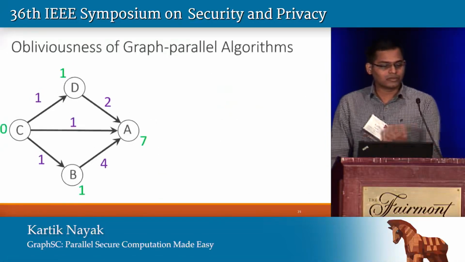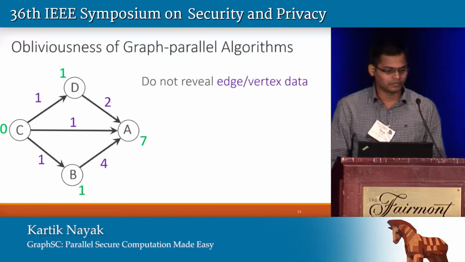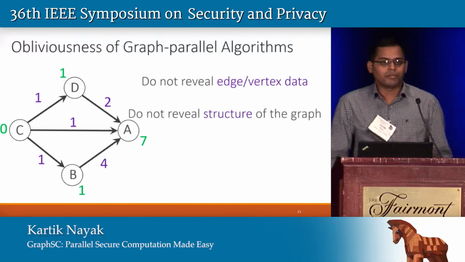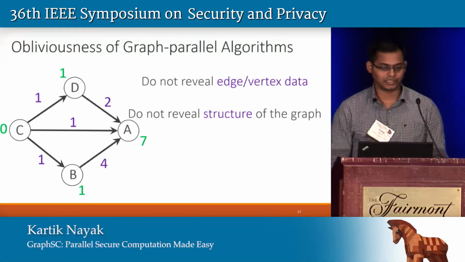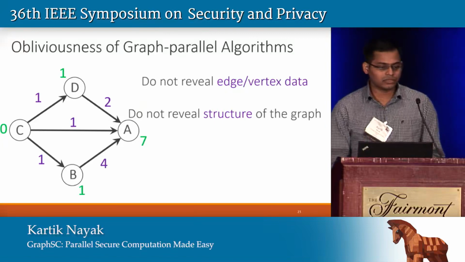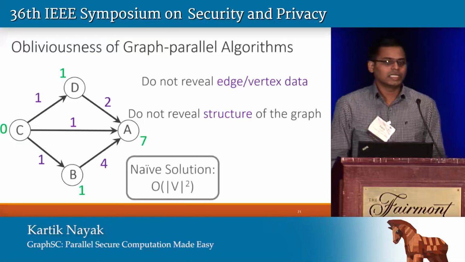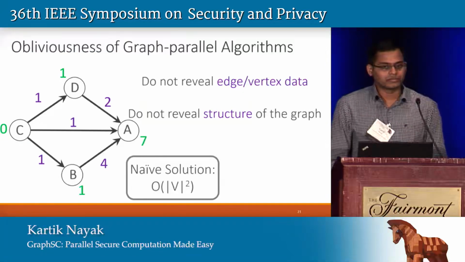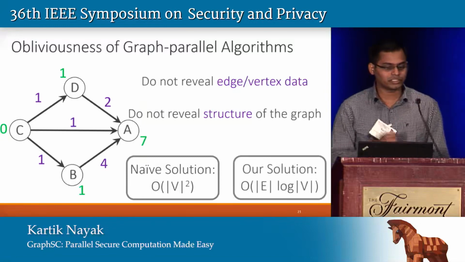So if we have to make these algorithms oblivious, what it means is that we do not reveal the data on the vertex and the edge, and we also do not reveal the structure of the graph. If you do not reveal the structure of the graph, what it essentially means is that for any edge, you do not know which two vertices it is connected to. And in general, a vertex does not know which other vertices it is connected to or what its degree is. So if you think like a vertex, the naive solution requires you to communicate with every other vertex, which means it's an order V square computation. What we in turn achieve is an order E log V computation, wherein we only have a blow up of log V for sparse graphs.